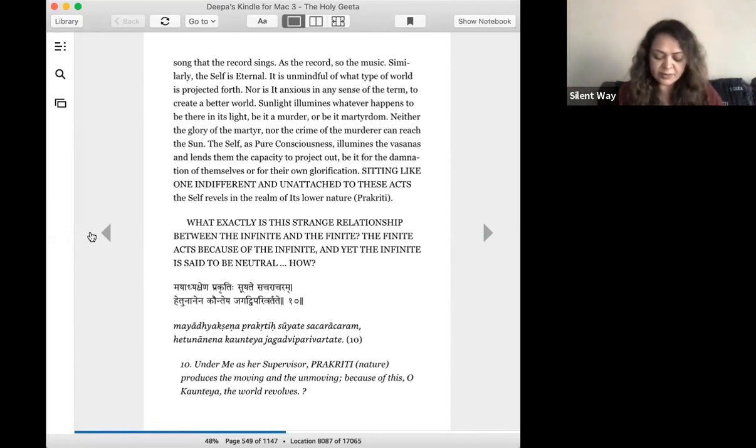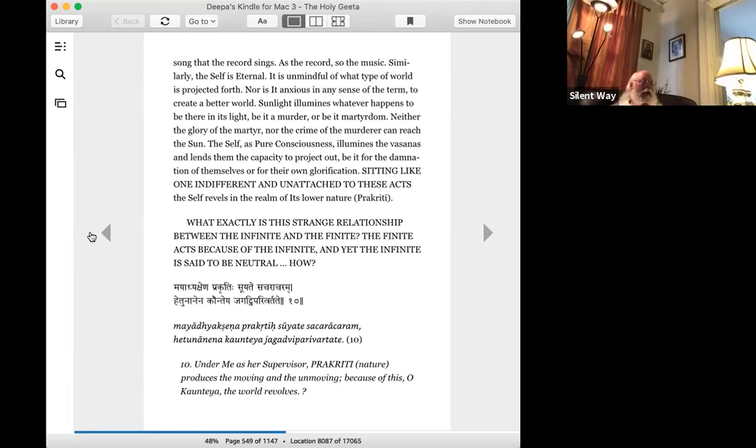Under me as her supervisor, Prakriti produces the moving and the unmoving. Because of this, O Kaunteya, the world revolves. So the last verse, we had our introduction to this word. It's happened in earlier chapters. Prakriti means nature. So it's the stuff out of which name and form are made.